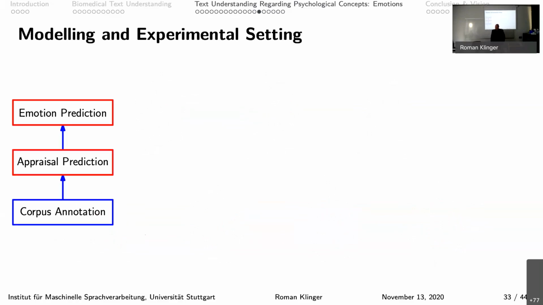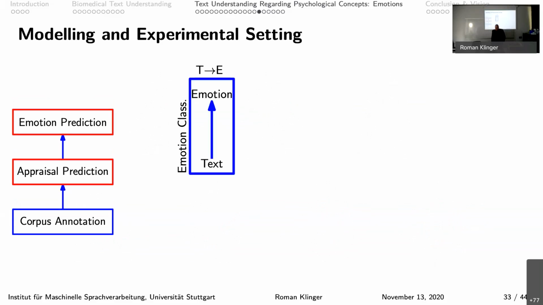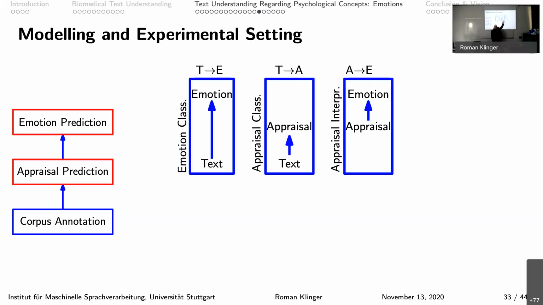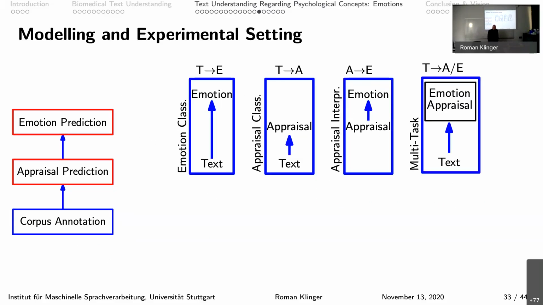So now we have our annotated corpus, and now we would like to do some modeling experiments. So we compare our emotion classifier to one which just takes the text and predicts the emotion. Then we have one where we predict appraisal dimensions, a multi-label problem from text, and an associated classifier which takes the appraisal and predicts the emotion. That could be run in a pipeline. And then we also looked into multitask learning of both concepts together.